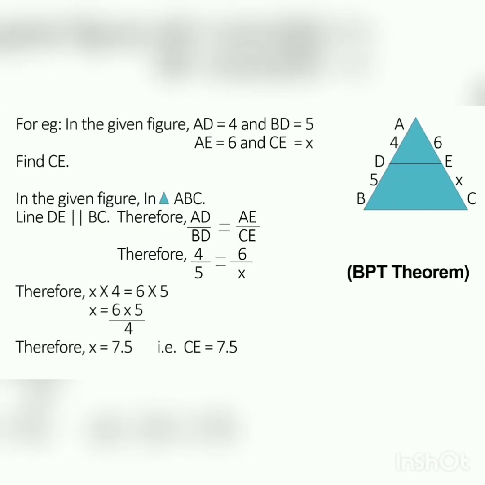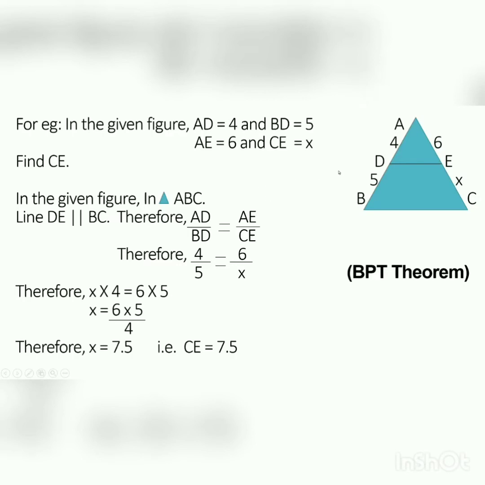Using this theorem, now we are going to solve one example here. From the given figure, find CE. Again, I draw here triangle ABC and parallel line DE, DE parallel to BC. Here, AD is equal to 4 and BD is equal to 5. AE is equal to 6 and CE is equal to X.